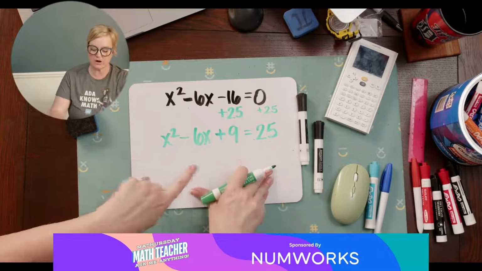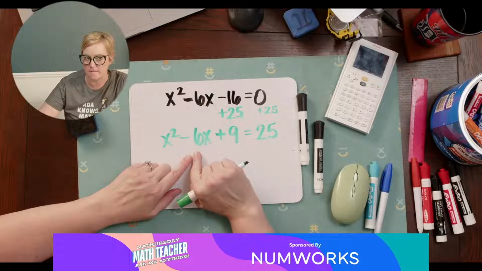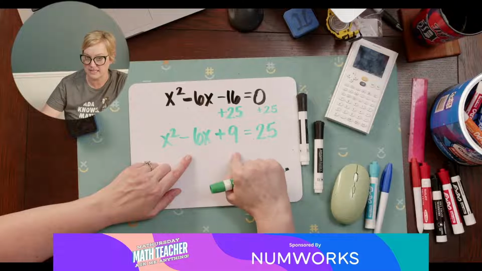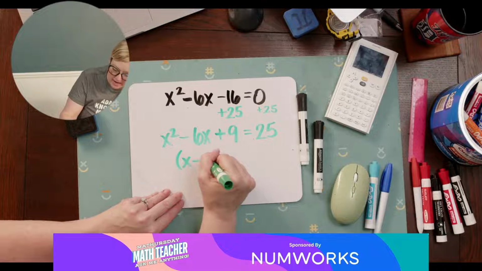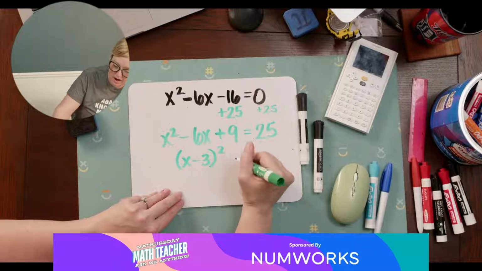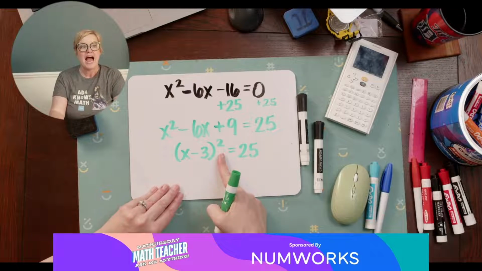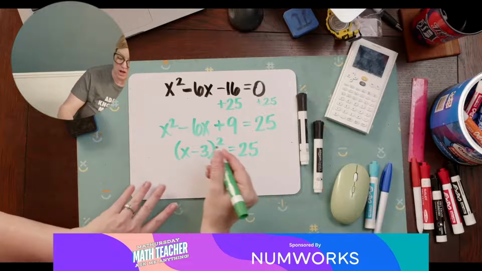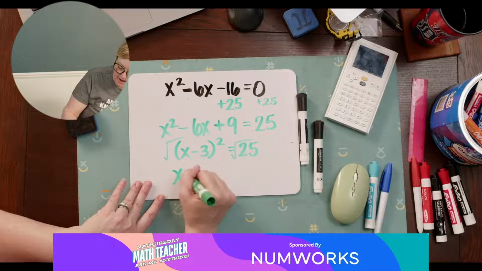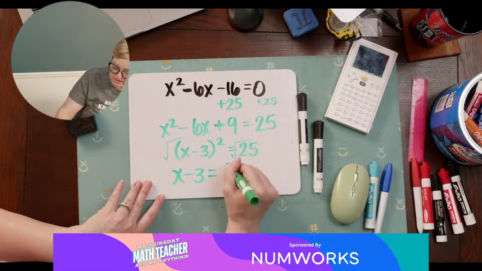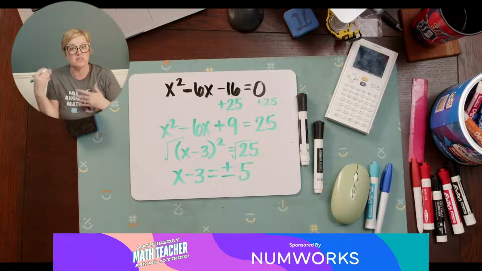So now I've got x squared minus 6x plus 9, and I know this is a perfect square because half of negative 6 is negative 3. Negative 3 squared is 9, okay? So I can rewrite this as x minus 3 squared equals 25. Now, since I have this side as a perfect square, I can now square root both sides. So if I square root both sides, I get x minus 3 equals positive or negative 5, right? Because negative 5 squared is also 25.